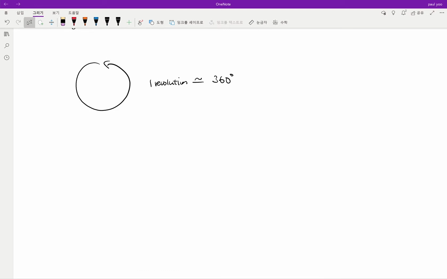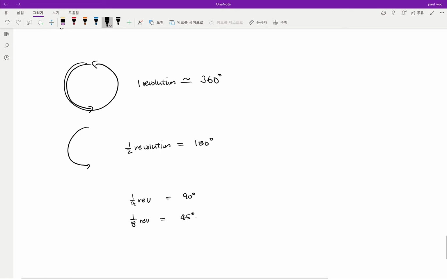So you can think about it as half a revolution is going to be 180 degrees, a quarter of the revolution is going to be 90 degrees, and 1/8 of the revolution is going to be 45 degrees. And 360 degrees and 720 degrees, which is double 360, end at the same spot.